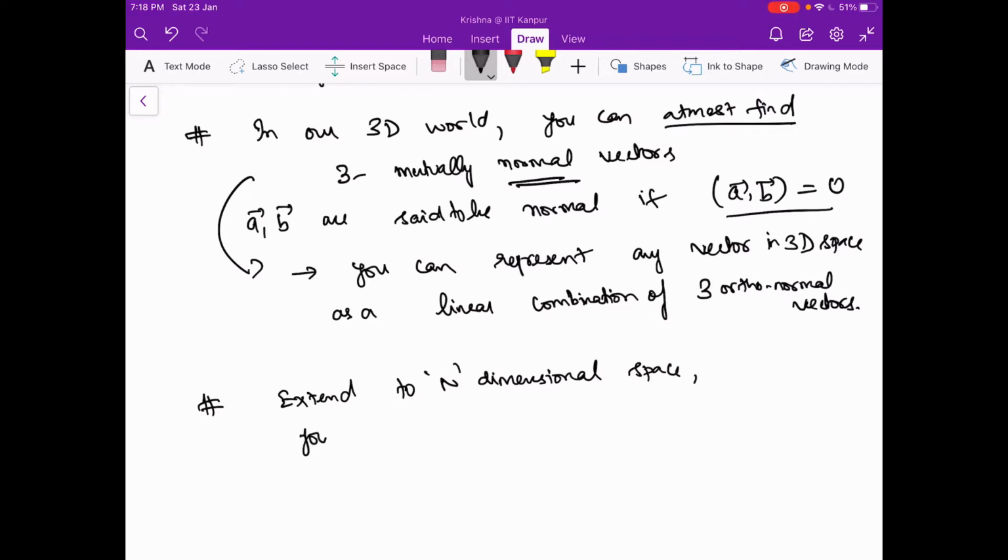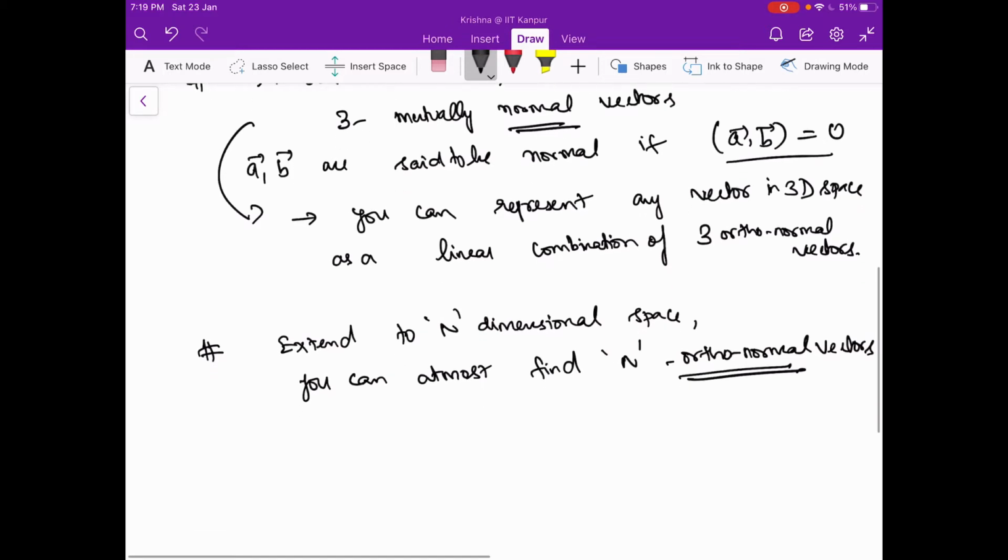You can at most find n orthonormal vectors. This orthonormal set is just a subset of vectors which are linearly independent, right? So again, this is pure linear algebra, so we don't have to go there, but orthonormality indicates that you have n linearly independent vectors, in the sense that you cannot represent any one of these by the others.